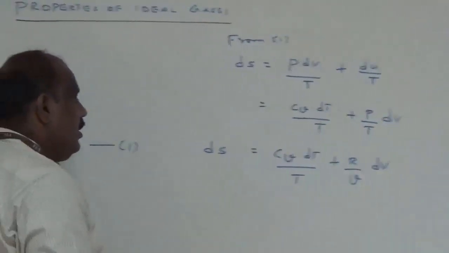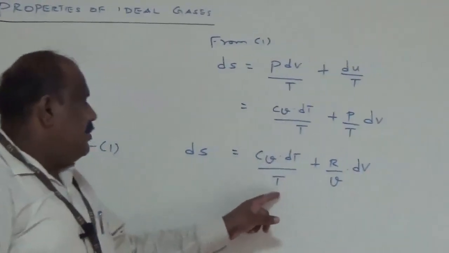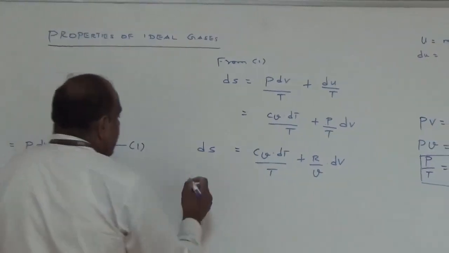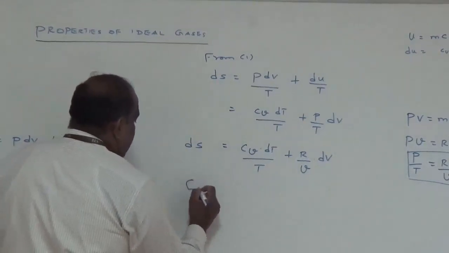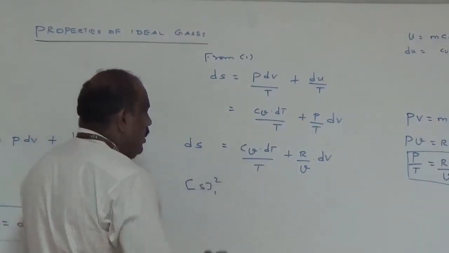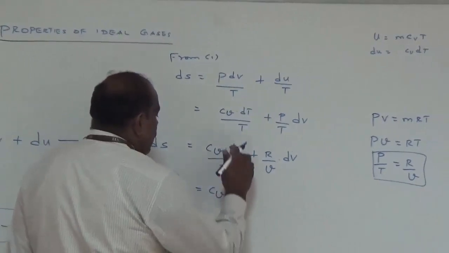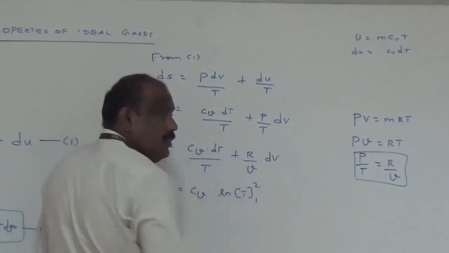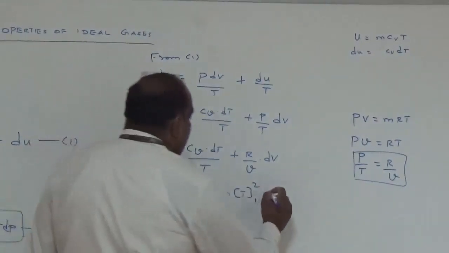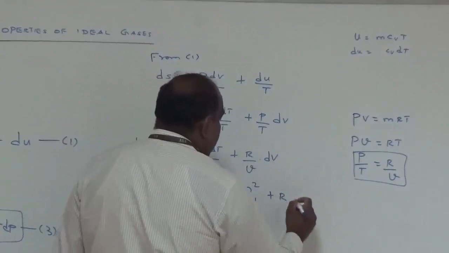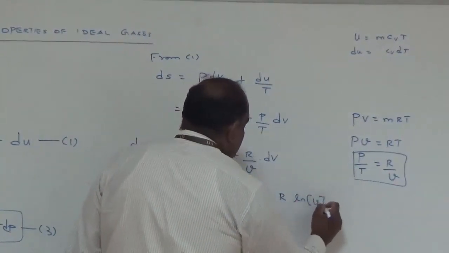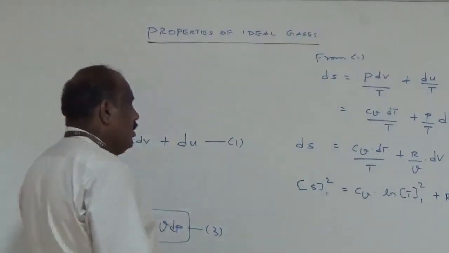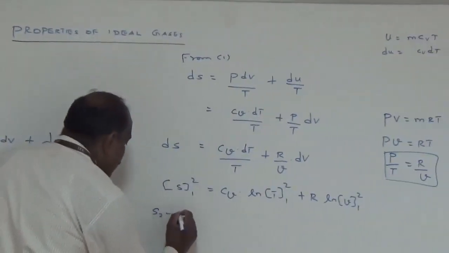Now we have similar terms, dT by T and dv by v, so we can integrate. Integrating the entire equation, when I integrate dS, it becomes S between the limits 1 to 2. Cv is a constant. When I integrate 1 by T, it becomes ln T between the limits 1 to 2, isn't it? Plus R is also a constant. When I integrate 1 by v, it becomes ln v, small v, 1 to 2. So it is S2 minus S1.